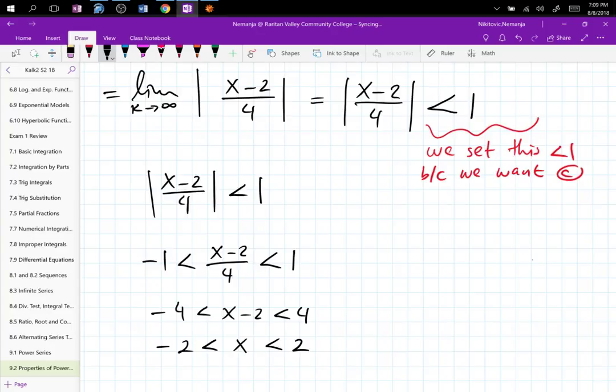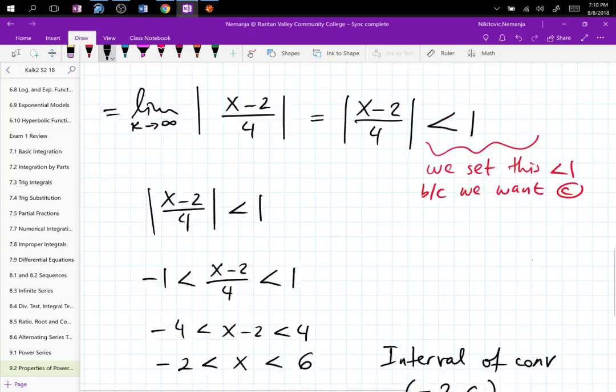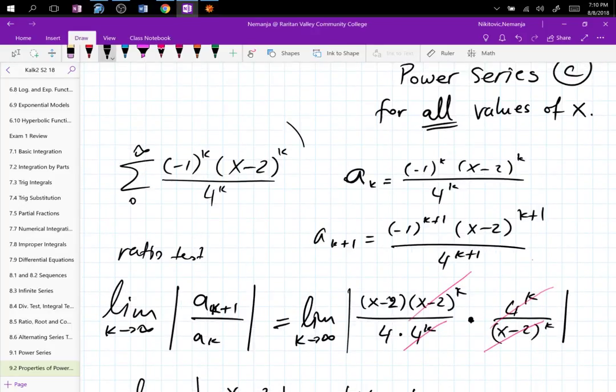So, 6. Yeah, 6. Thank you. So now, the interval of convergence is -2 to 6. What does this mean? This means that any x value that you pick between -2 and 6 will transform this power series into a convergent series.